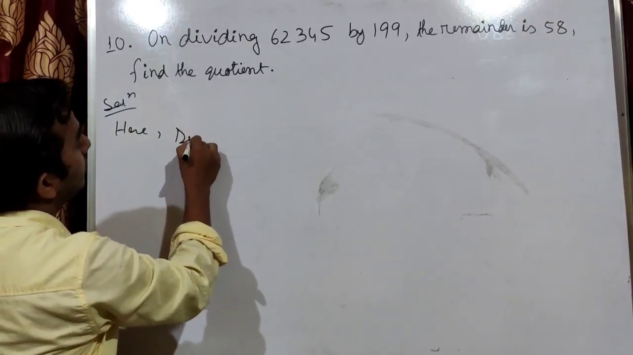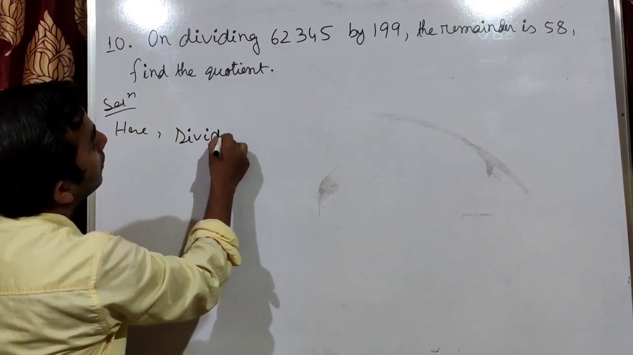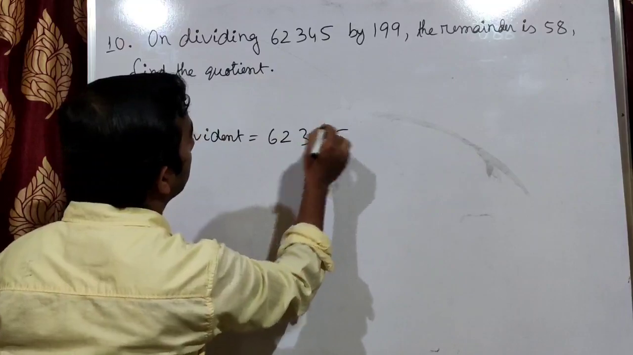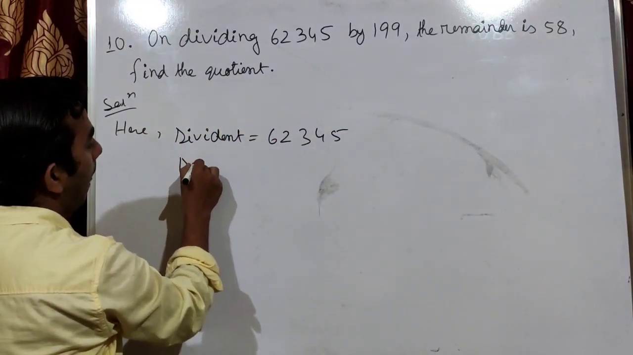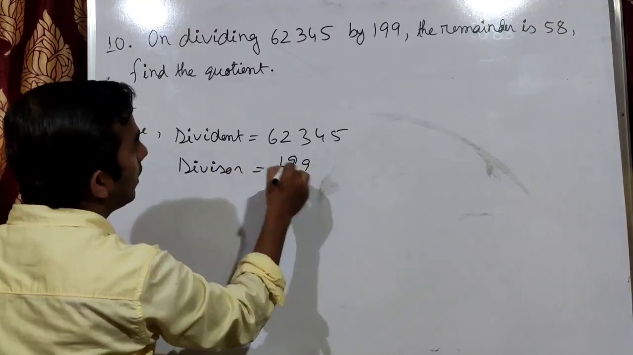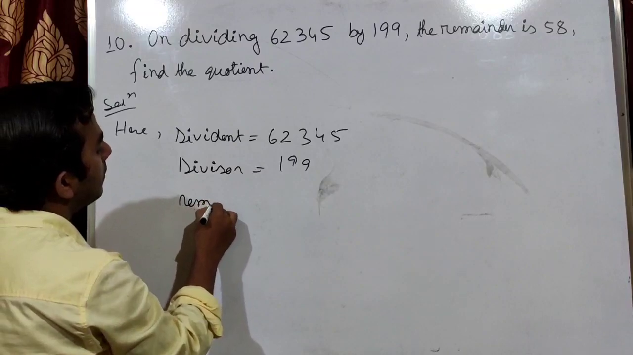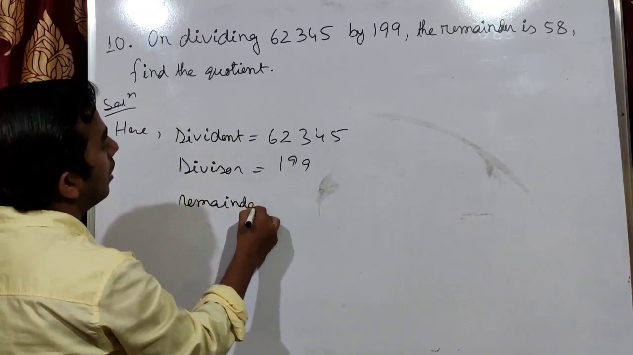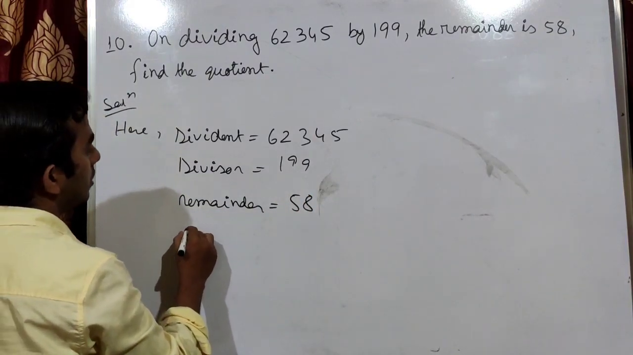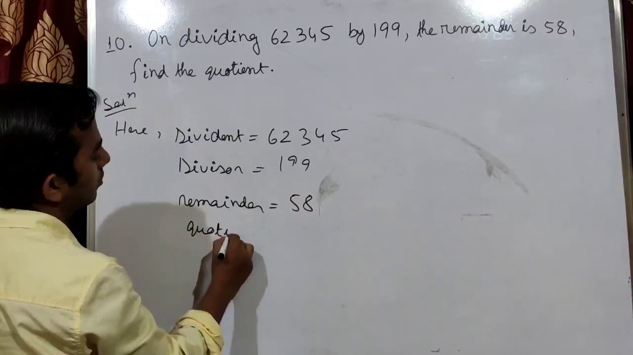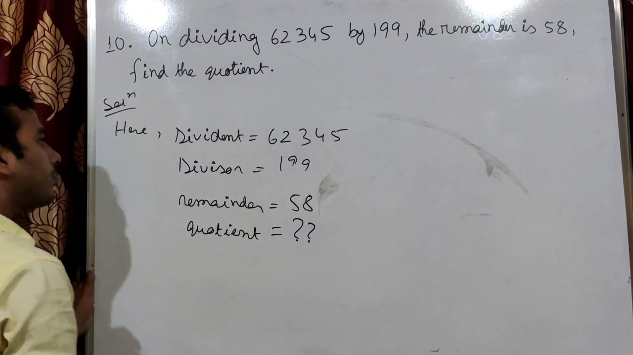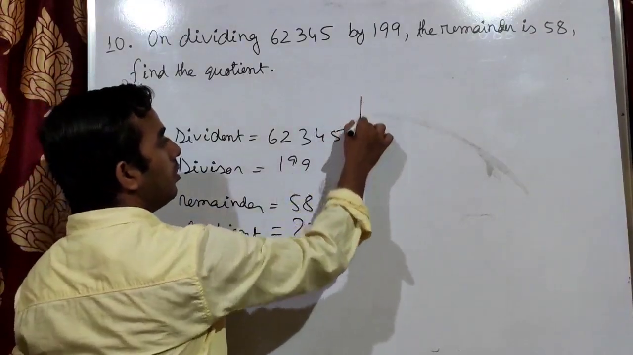Dividend equals 62,345, then divisor equals 199, then the remainder equals 58. Clear? And we have to find the quotient. We have to find this. Clear?